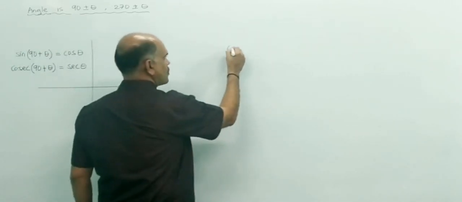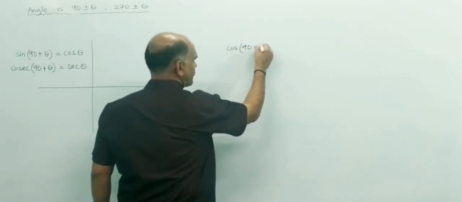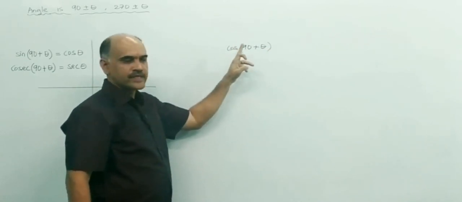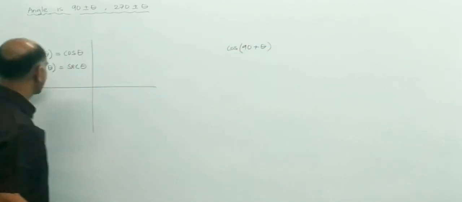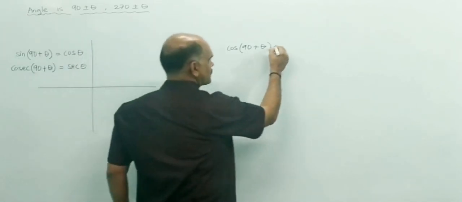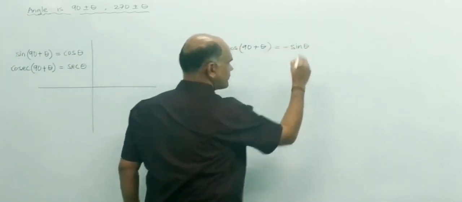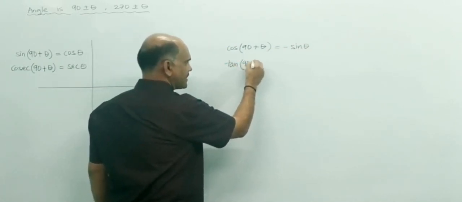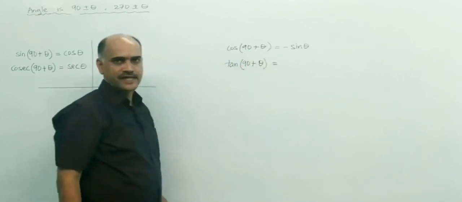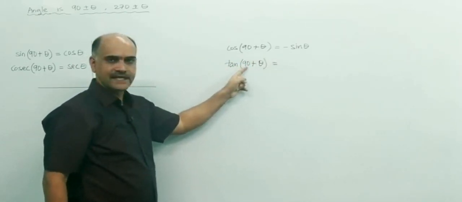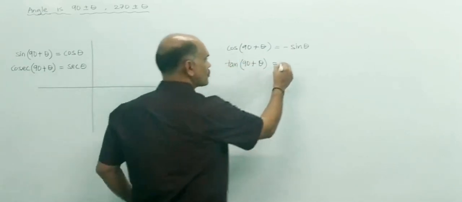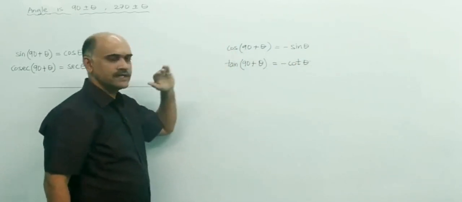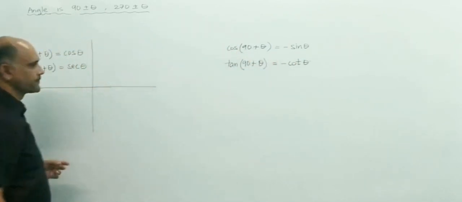Now for example, cos 90 plus theta. Here 90 is there, so cos gets converted to sine. 90 plus is in second quadrant, except these two all are negative, so this will be minus sine theta. Now for example, if it is tan 90 plus theta, in second quadrant tan is negative, but 90 is there, so tan gets converted to cot, so minus cot theta. Similarly, you take any term, you will be having minus other than these two.